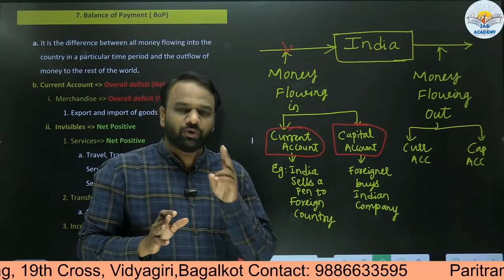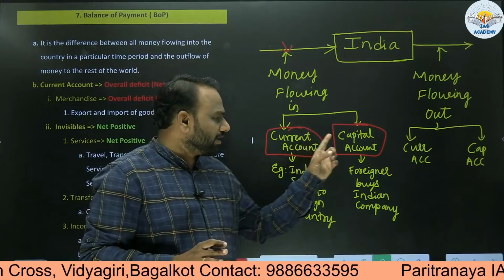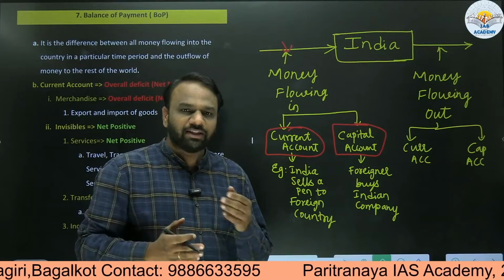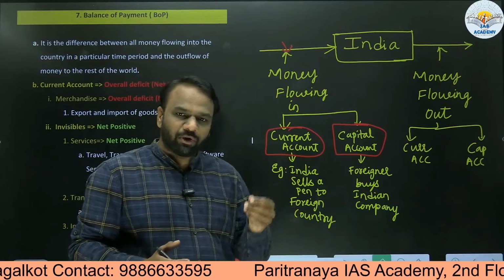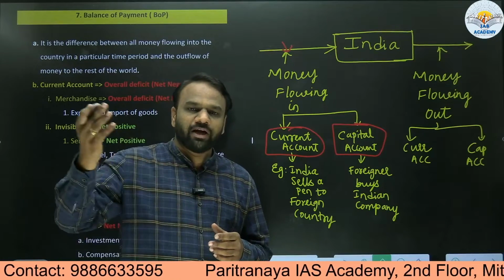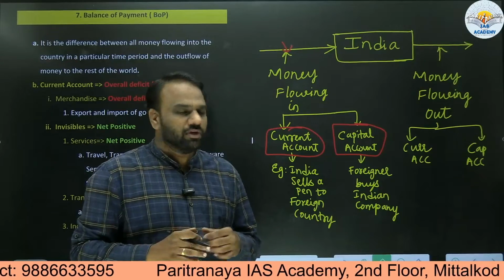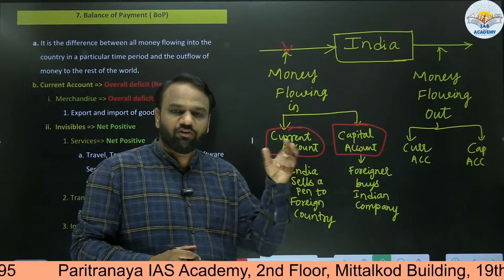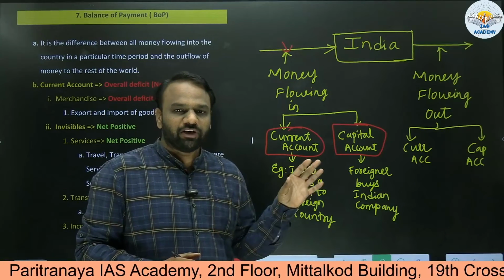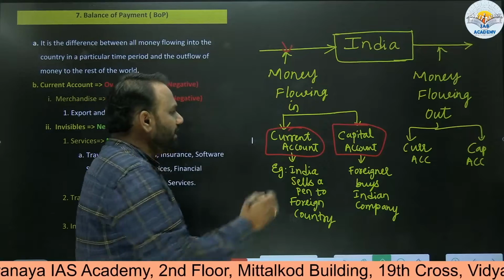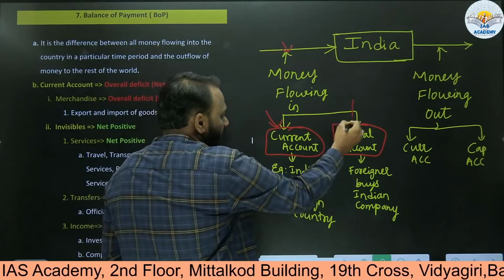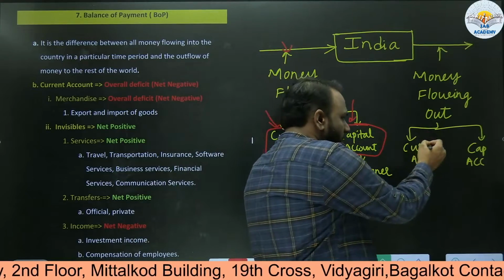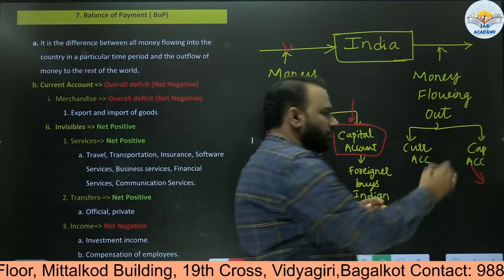So we shall assume here that there are two types of accounts: one is current account and another one is capital account. When the money is incoming or outgoing, either it will come into the current account or capital account, or it will go out from the current account or capital account. Next we will be discussing in detail what kind of money will come into current account and what kind of money will come into capital account. But for the time being, we shall assume that incoming money can go either into current account or capital account. Similarly, outgoing money can go out of the current account or out of the capital account.